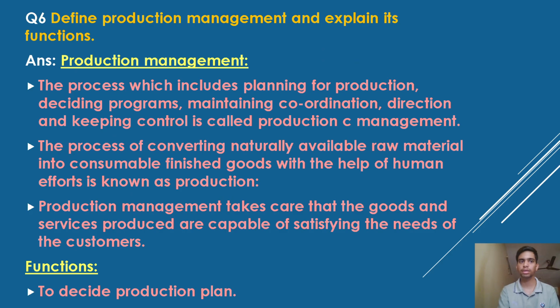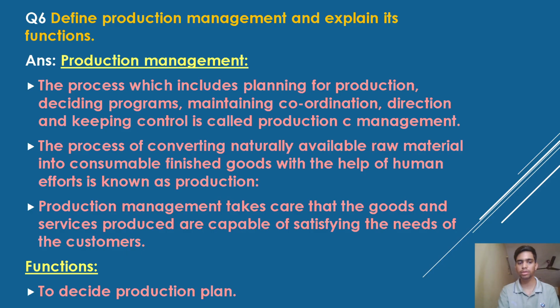Question number 6. Define production management and explain its functions. Production management, the process which includes planning for production, deciding programs, maintaining coordination, direction, and keeping control, is called production management. The process of converting naturally available raw material into consumable finished goods with the help of human efforts is known as production. Production management takes care that the goods and services produced are capable of satisfying the needs of the customer.